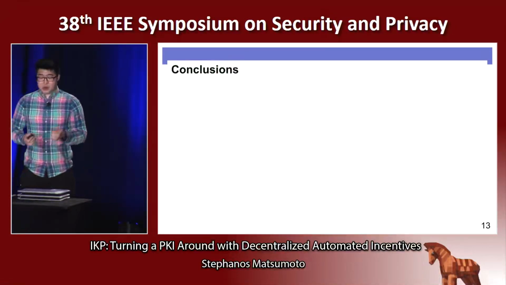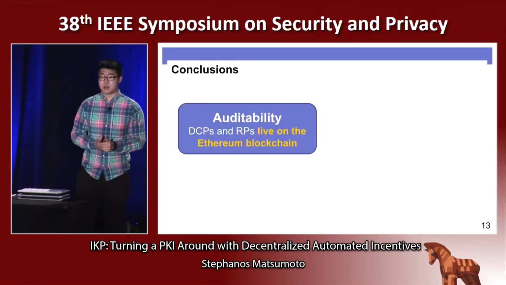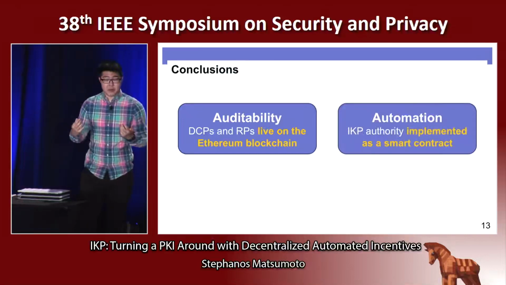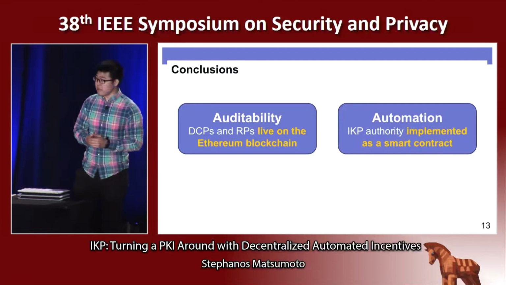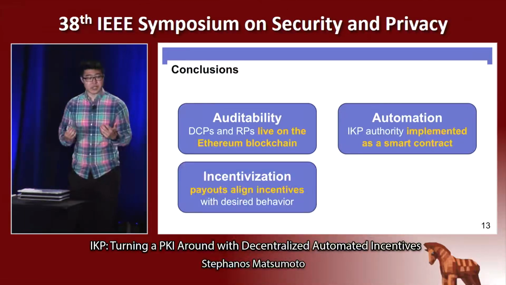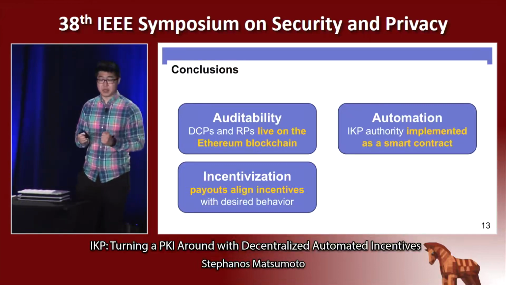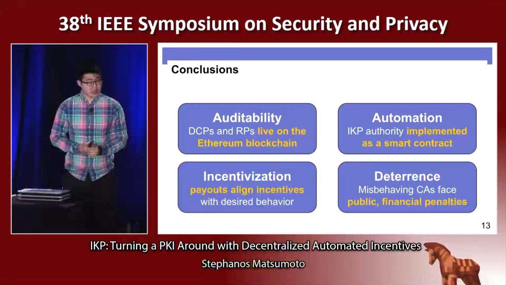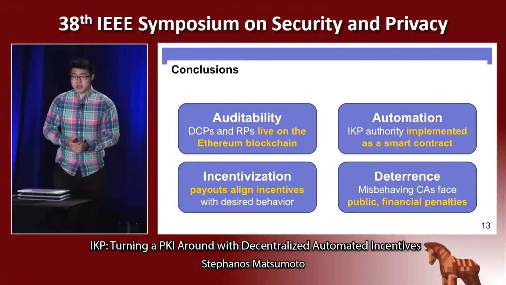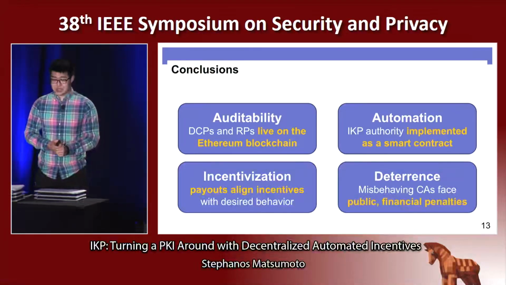So in conclusion, with our instantiation in Ethereum, we've provided auditability in the form of public policies on the Ethereum blockchain. We've provided automation by implementing all of the main logic of IKP as smart contracts. We've carefully designed our incentives to realign behavior with what should happen in TLS, and we provide deterrence through the use of public financial penalties. And so in IKP, we've taken a strong step towards better incentives and more reasonable deterrence in the TLS PKI.